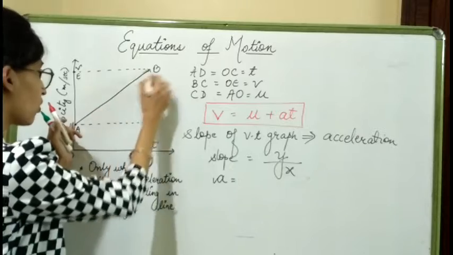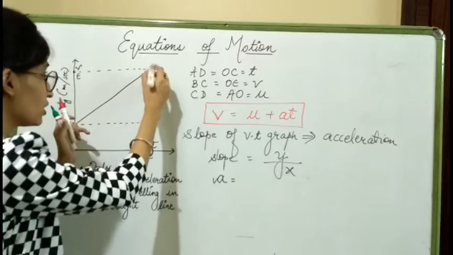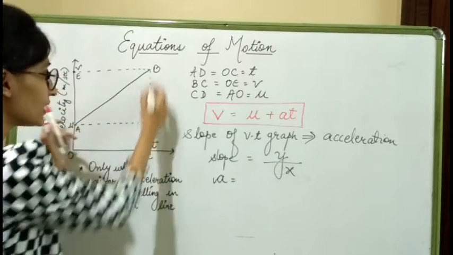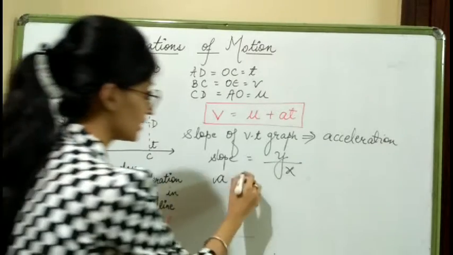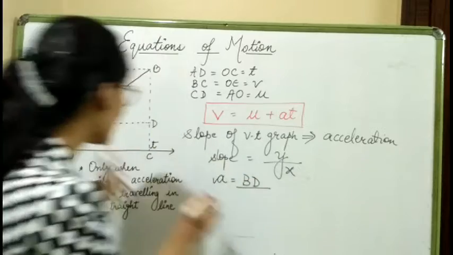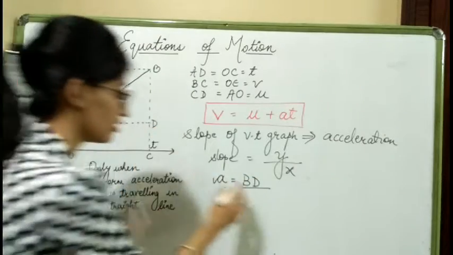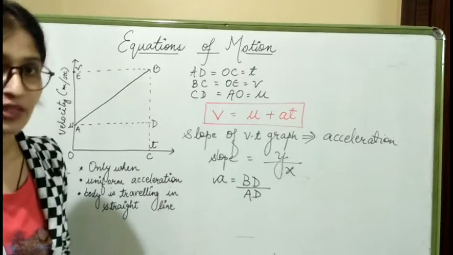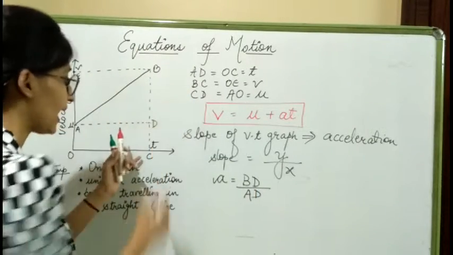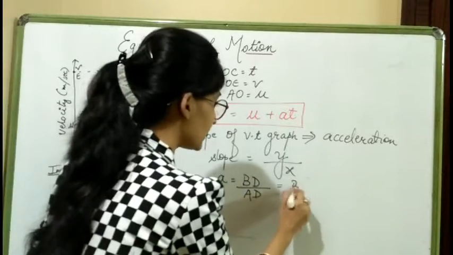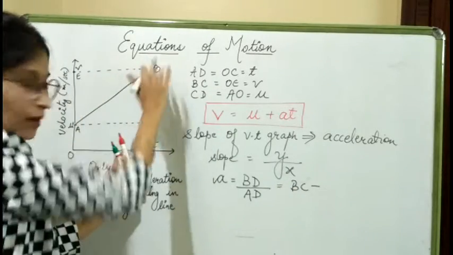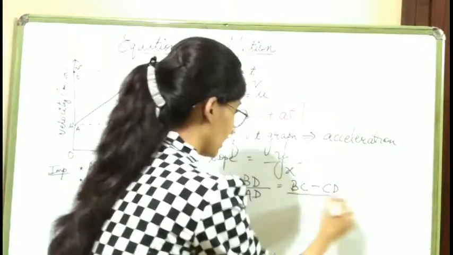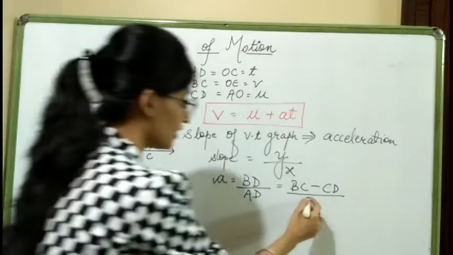For finding the slope of this graph, slope will be y upon x. The y coordinate here will be BD and the x will be AD. So acceleration will be BD upon AD. Now I can write BD as BC minus CD, and write AD as it is.